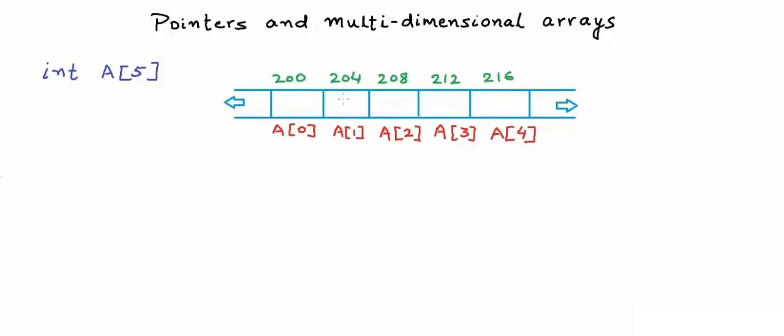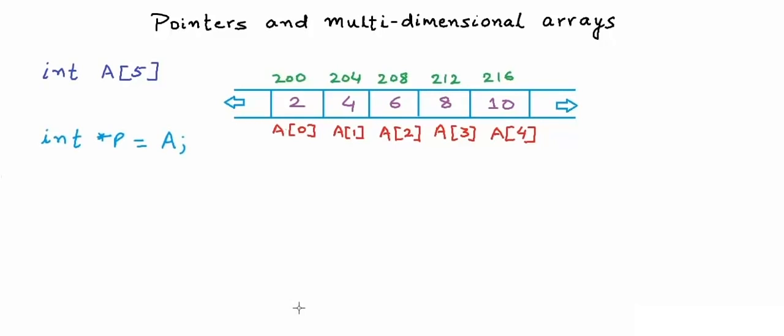block of 4 bytes starting address 204 will be A1. Next block of 4 bytes starting address 208 will be A2, and so on. I'll fill in some values here. We had seen this earlier also in our previous lessons. If we write a statement like this, then this is alright.